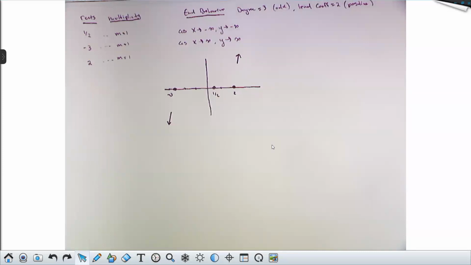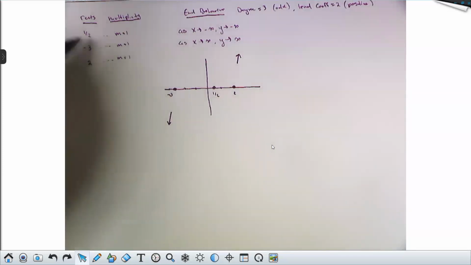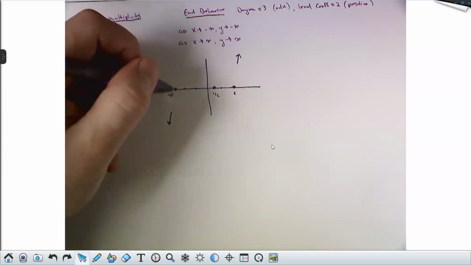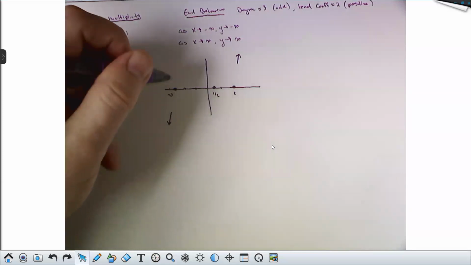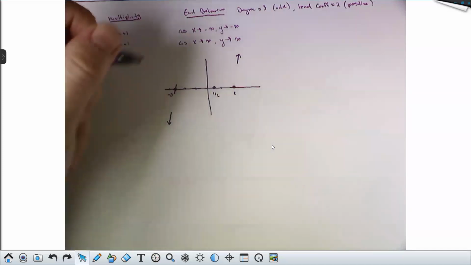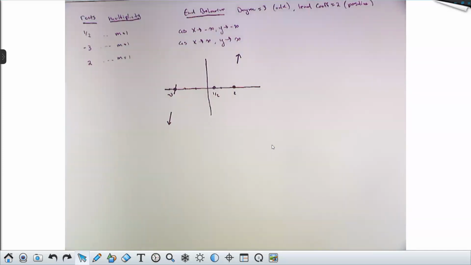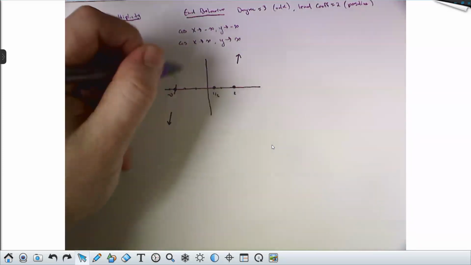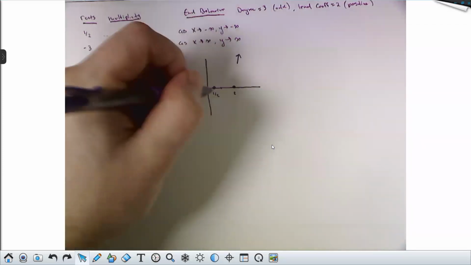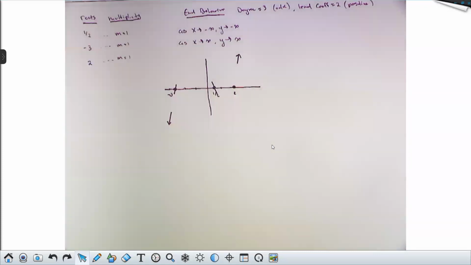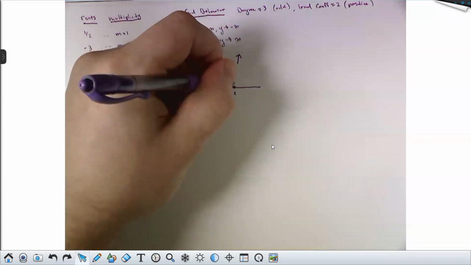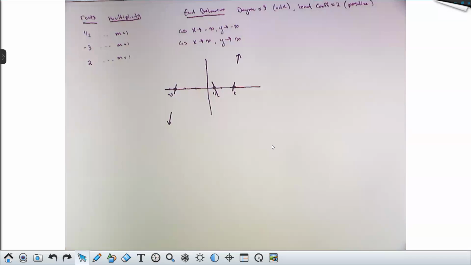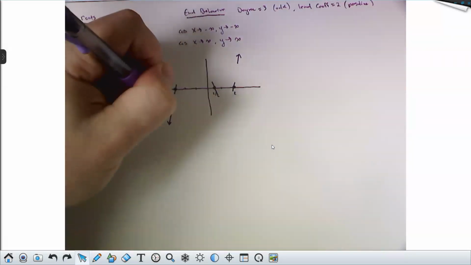And now I can use that to stitch in the local behavior near the roots. I know that at negative 3, I've got a multiplicity 1 root, so either I'm crossing like this or like this. Because this end behavior is coming up from below, I know it has to be like this. And that means I'm leaving here going up, so I have to come back through here like this. And that means I'm coming back this way from below, so I have to go across here like this. And that's it. Now I'm ready to connect these pieces.